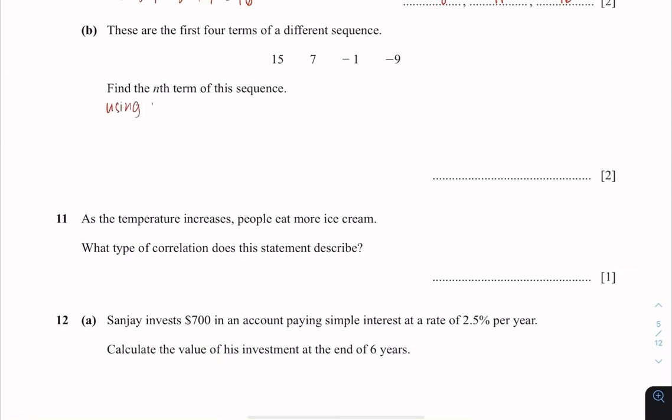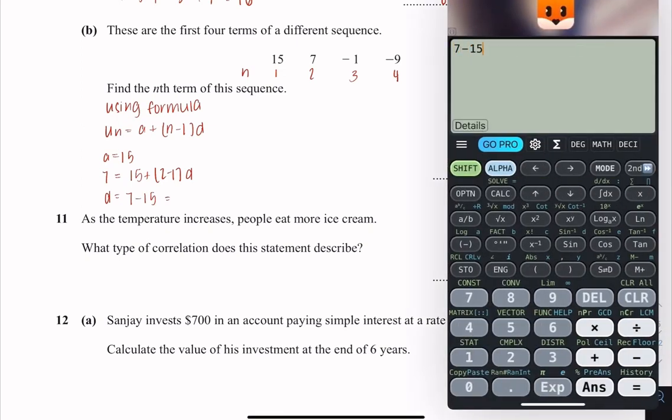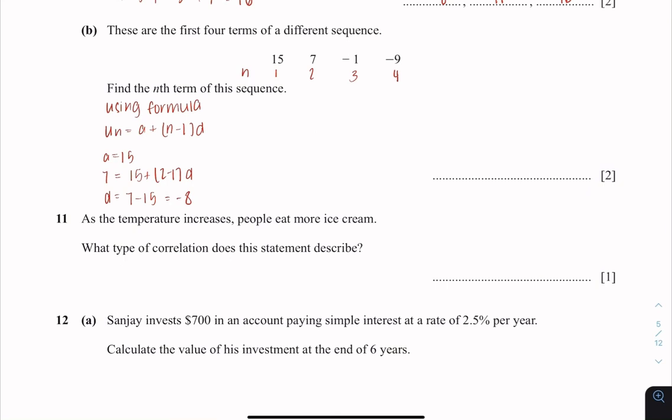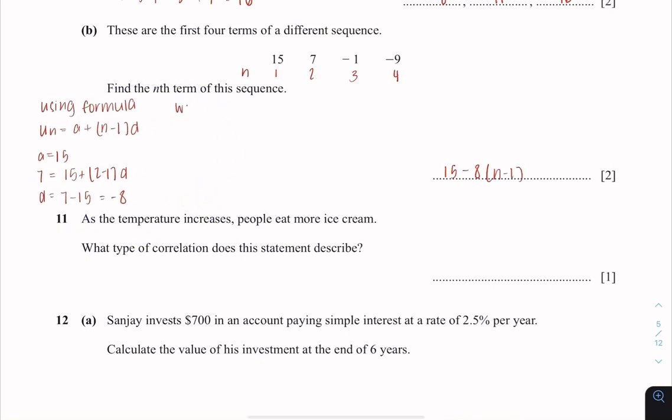For part B, I'm going to show you 2 methods. One using the formula. The formula is nth term equals a plus (n - 1)d. a is the first term, and in this case it is 15. So 7 equals 15 plus (2 - 1)d, because 7 is the second term. So now to find d, it is 7 minus 15, which is -8. But this is not the final answer because you have to expand, right?